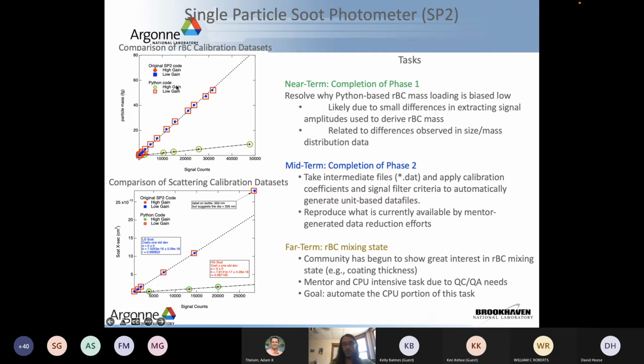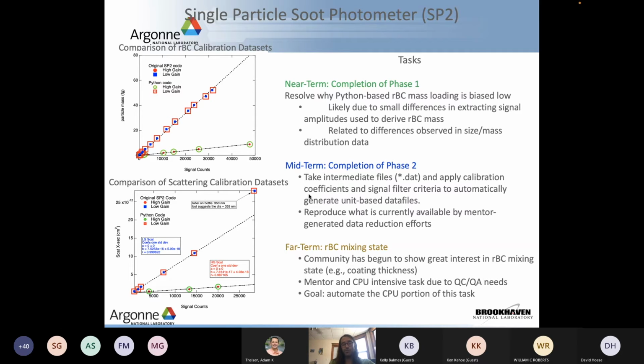So after we had done that, we put this into three different phases. In phase one, we went in and tried to retrieve the black carbon mass from those derived statistics. And then we go and apply the calibration coefficient and signal filtering criteria to generate unit-based data files.